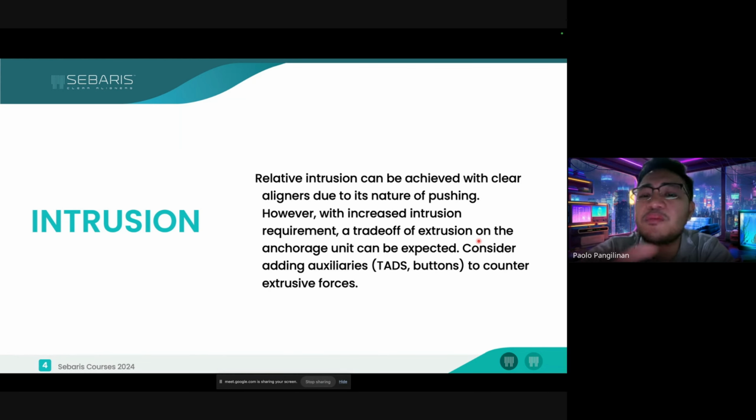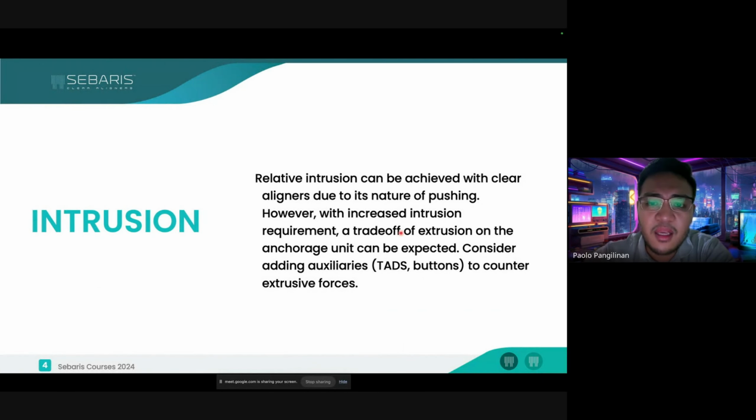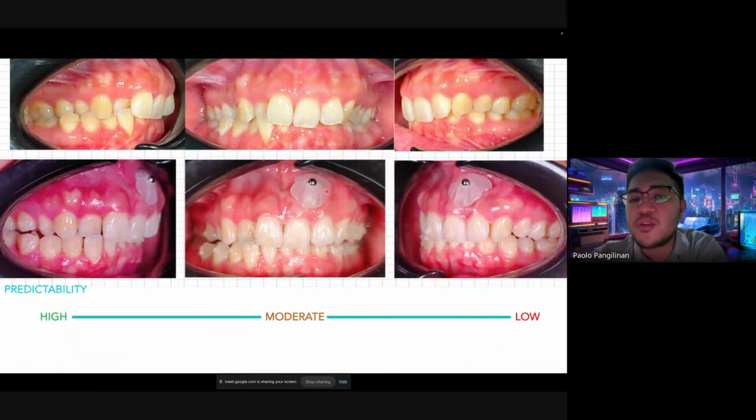If you have experience with absolute intrusions, I really want to know. I'd love to discuss this with you. But the concept of what we've observed so far is that it doesn't give you that absolute result. It's relative, in such a way that you can intrude the target, but your anchorage starts to extrude. So it's a relative intrusion kind of thing. If I want to do something absolute, we would love to place TADs on the aligner so that it can elicit the intrusion that is needed for the case.